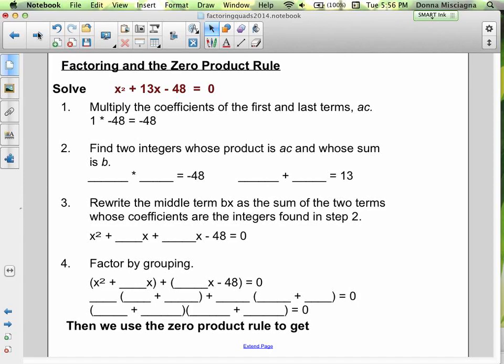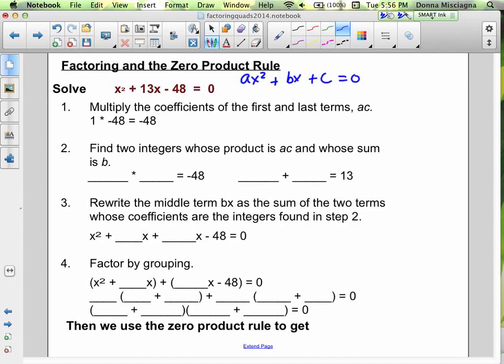All right, x squared plus 13x minus 48 equals 0. So we've got it in standard form. We have the x squared term, and then we have the x, and then we have the constant equal to 0. So our a is 1, our b is 13, and the c is negative 48. So we're going to multiply a times c together and figure out what two numbers give us that product, but give us a sum that's equal to b.